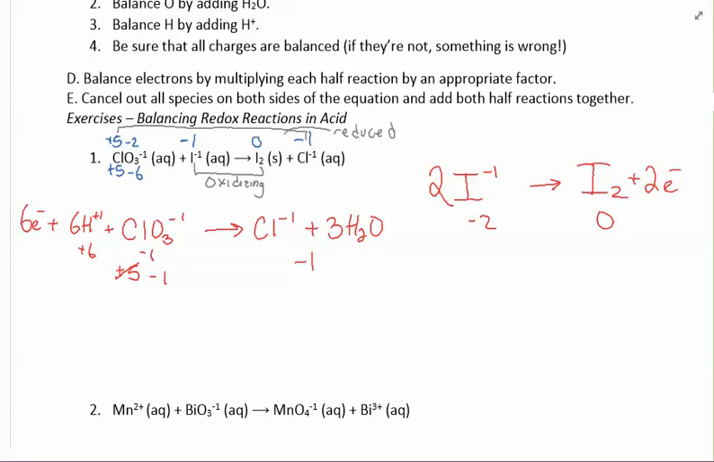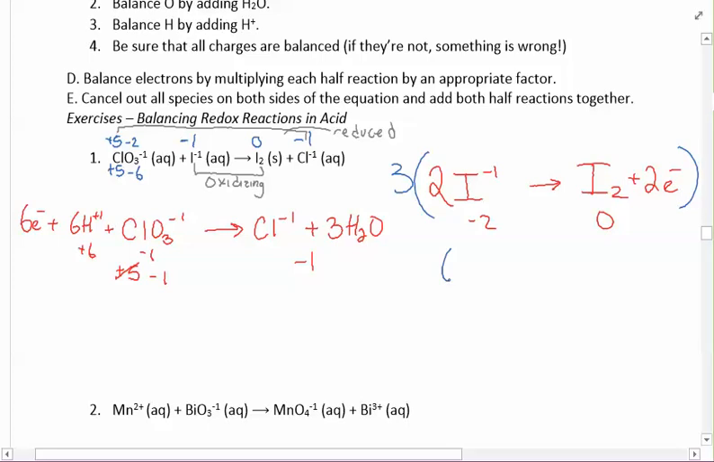So now we need to balance our electrons. This is the key. We have to lose as many electrons on the reactant side as we gain on the product side. So we have 6 on the reactant side, 2 on the product side. In order to balance the charge, we're going to have to multiply the iodine equation, which is the equation being oxidized, by 3. So we're going to take everything in there and multiply it by 3.